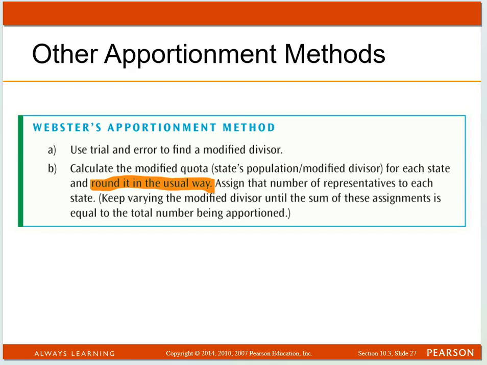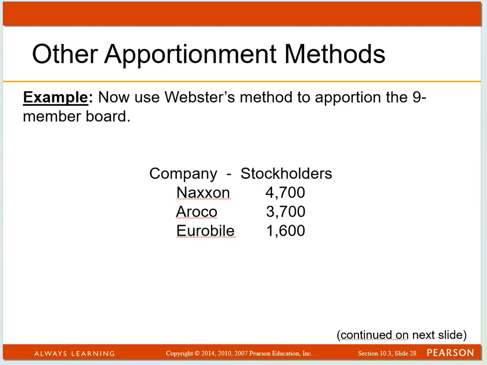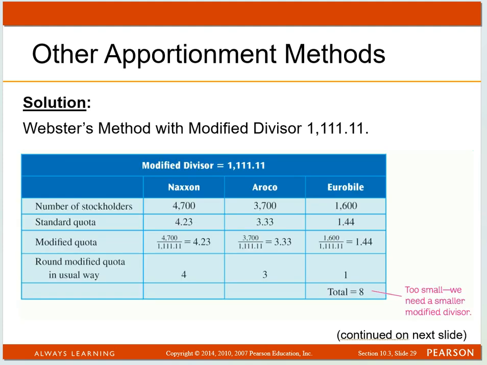Okay. So, where am I at here? Same example, 10,000 stockholders, and there's the original modified quota, which was 111.11. But originally we were doing Hamilton, and he always went with a lower quota. Webster would use standard rounding rules.